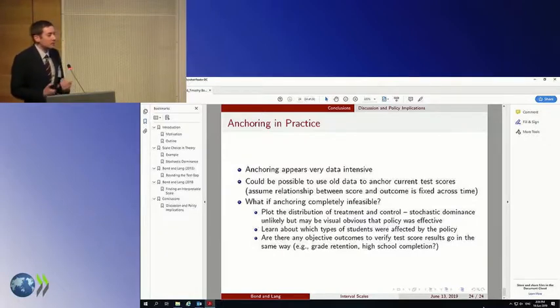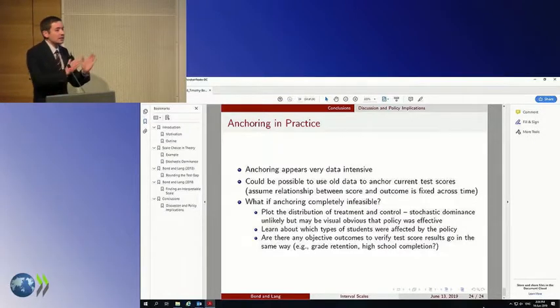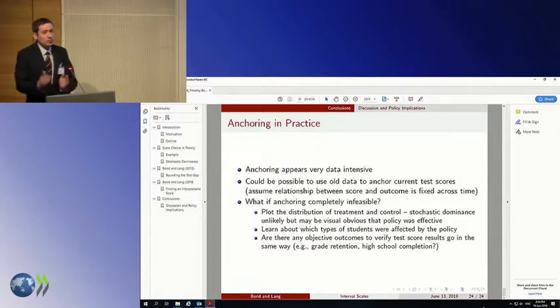Superintendents generally don't want to wait 25 years to evaluate the impact of their policies today. So one possibility would be to use a test that's been used by the CNLSY or some other data set for a long time, take the anchor that we estimate from there and apply it to the new generation of students. It's not going to be perfect.